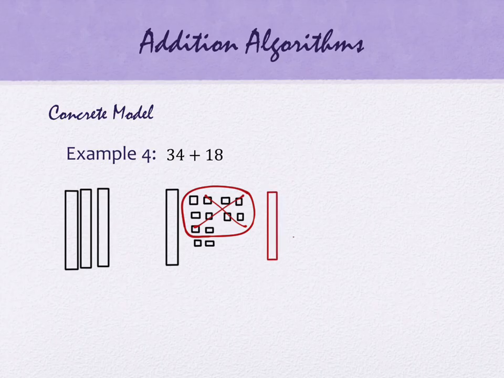And if I had too many longs, I'd trade it into a flat. And if I had too many flats, I'd trade it into a block. I mean, I'd keep trading up. But at this point, that's enough, right? So then, how many longs do I have? 5. And how many units do I have? 2. And this justifies very well what's happening here.